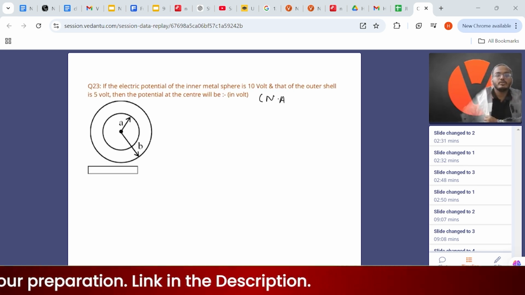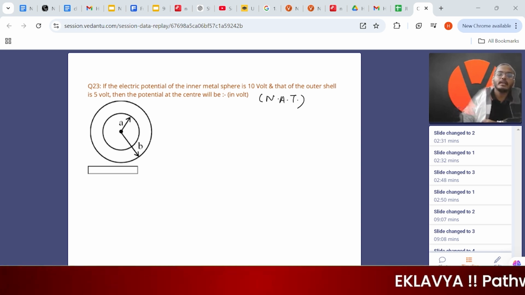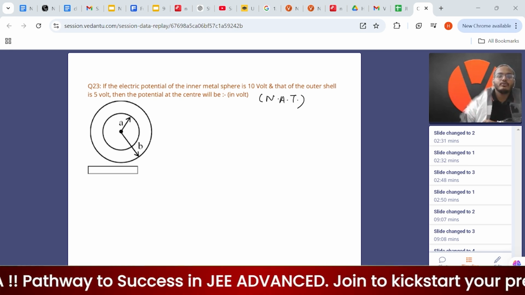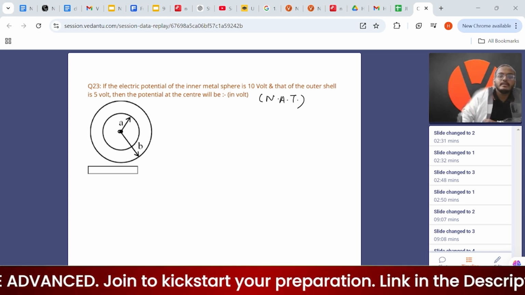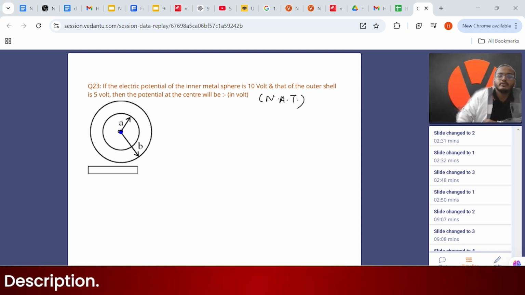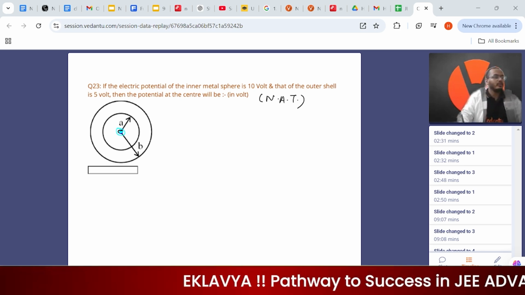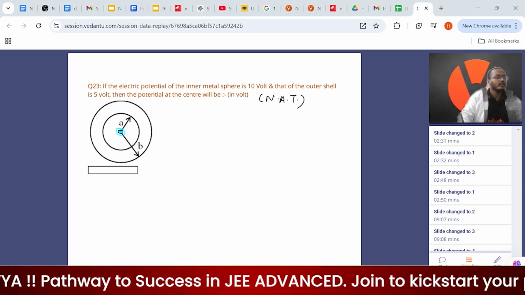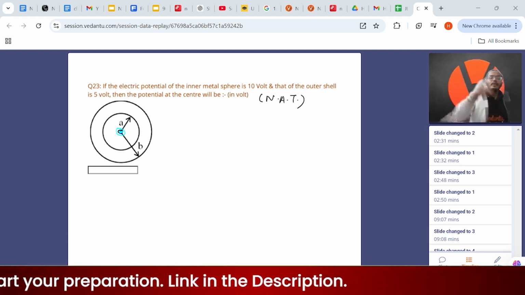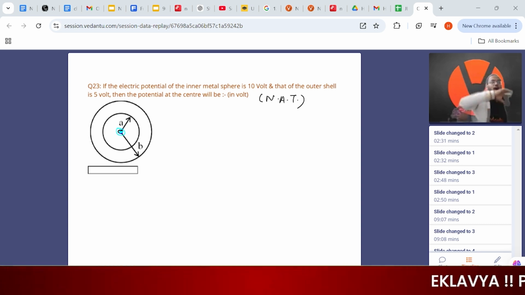This question is also a numerical answer type. Now, if the electric potential of the inner metal surface is 10 volt and the outer surface is 5 volt, then the potential at the center of the coil will be. See, this question is not so much numerical. It is more like a conceptual question. Now, whatever the field is here, at the center the field will be because of the outer surface.